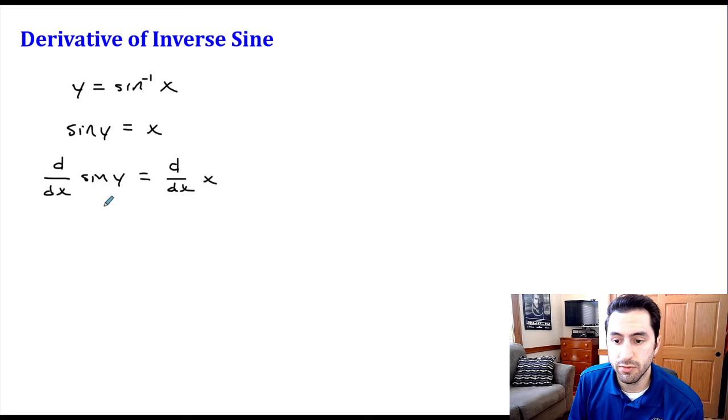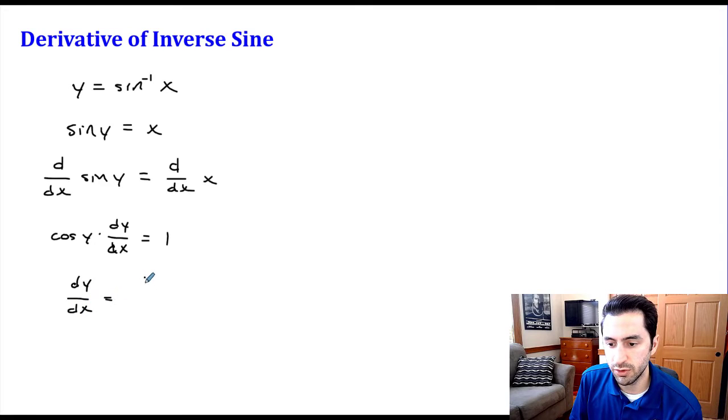On the left-hand side, the derivative of sine is equal to cosine. So we have the cosine of y. But because I'm taking the derivative with respect to x of an expression that has y in it, I also need to include the dy over dx. And then on the right-hand side, the derivative of x is just equal to 1. Now to solve for dy over dx, we'll divide both sides by the cosine of y. So we end up with dy over dx is equal to 1 over the cosine of y.